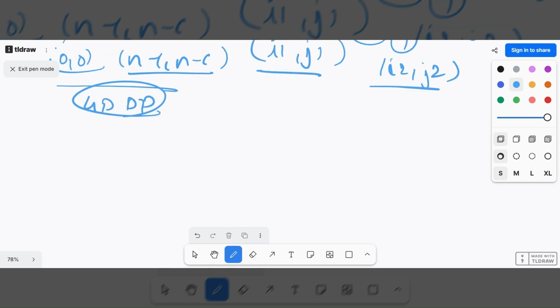Now a variation of this comes in the Cherry Pickup 2 question. Now what is the variation that they have provided here? So they have now given a grid.